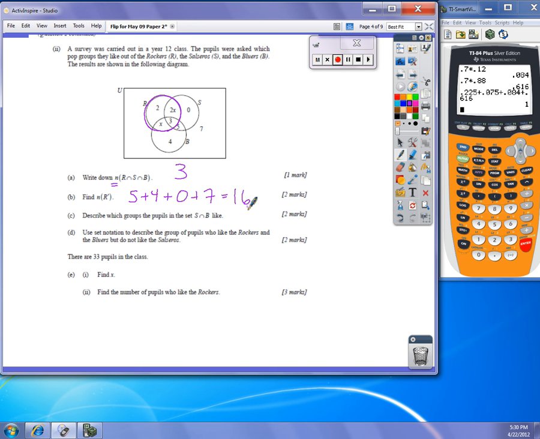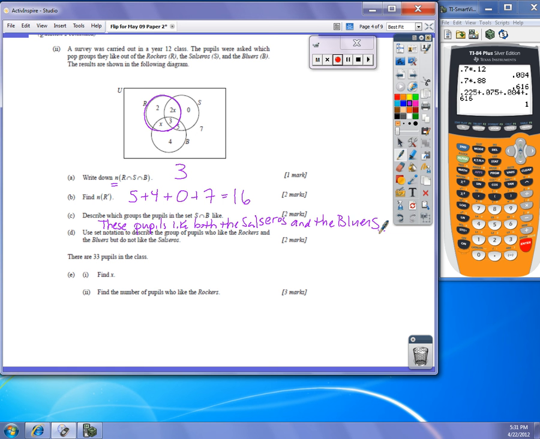Describe which groups the pupils in the set S intersection B belong to. S are the Salseros, B are the Bluers, so these are the people that like both. These pupils like both the Salseros and the Bluers. How the heck do you spell Salsero?